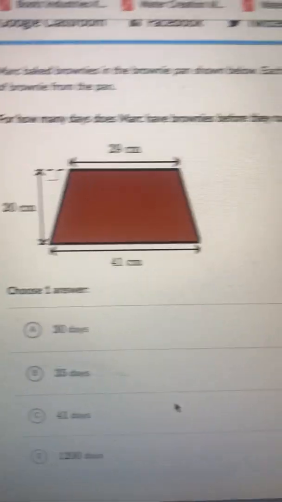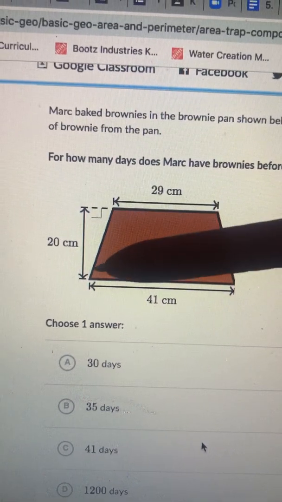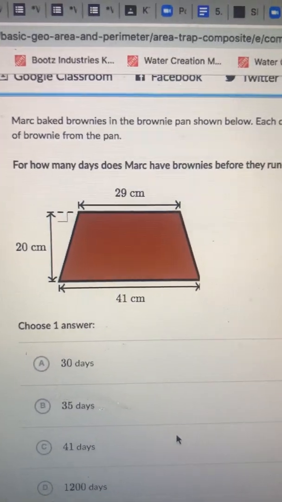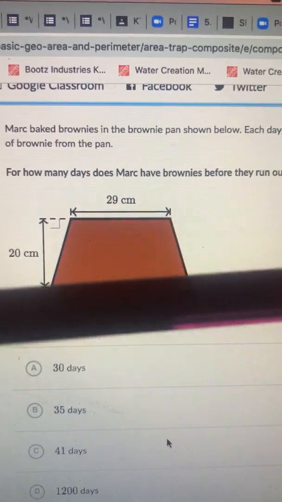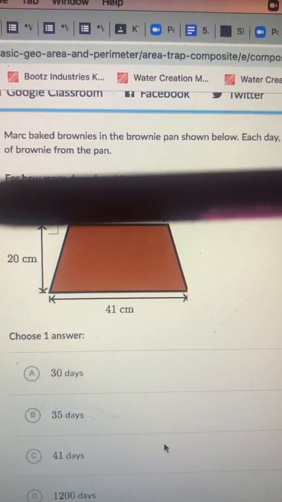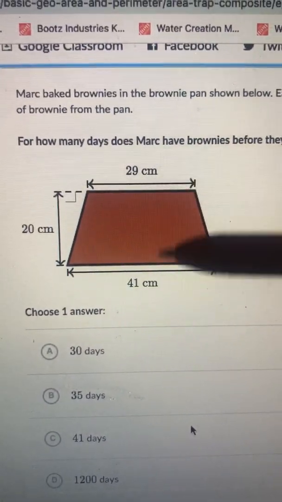All right. So look at your shape. You know that your height is the straight up and down line from top to bottom. So your height is 20. You know that your bases have to be parallel lines that will never touch, not slanted. Two straight parallel lines that will never touch. So this 20 is your height, and then these two are your bases.